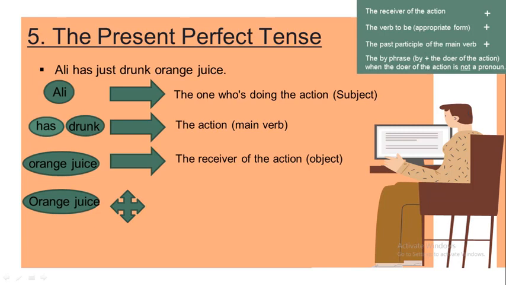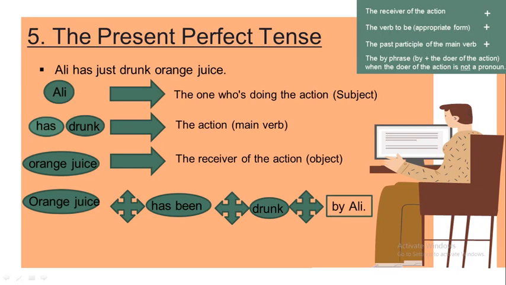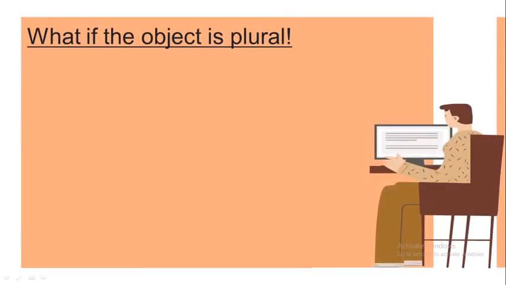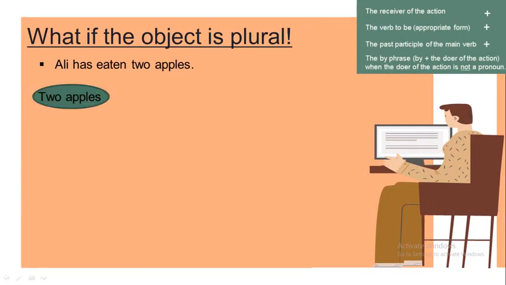And in this case, it is the present perfect form, which is has been, plus the participle form of the verb drink, which is drunk, and the by phrase, by Ali. So the passive voice is going to be: orange juice has been drunk by Ali. Now here we used has been because orange juice is singular. And if the receiver of the action was plural, as in Ali has eaten 2 apples, we will have to do some changes. We will start by the receiver of the action, which is 2 apples.